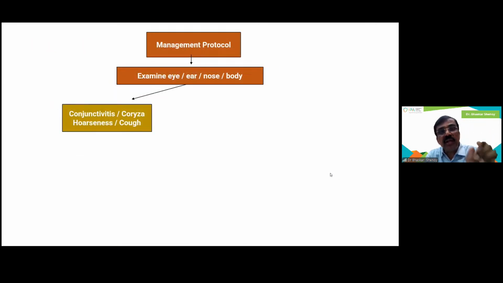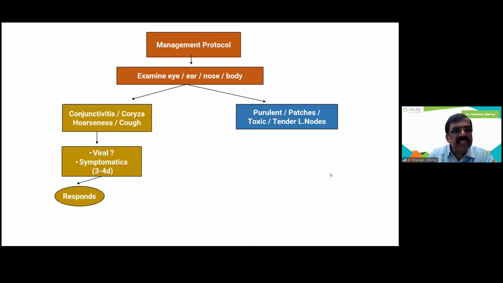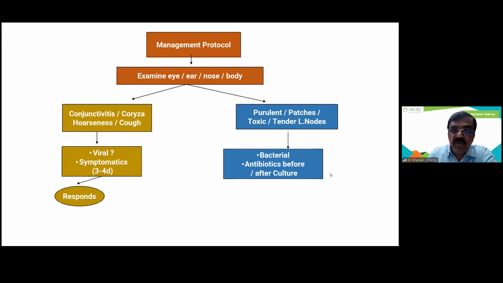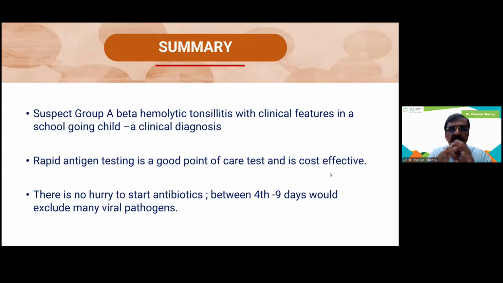So management protocol: examine the eye, ear, nose. If conjunctivitis, coryza, hoarseness is there, it is viral, and you give symptomatic treatment. Whereas with purulent patches and toxic lymph nodes, it is bacterial. For antibiotic, either you do the RADT or culture, and if the culture or RADT is positive, you give antibiotics.